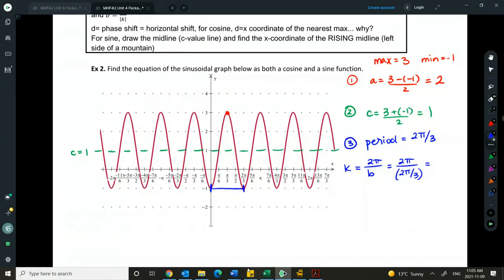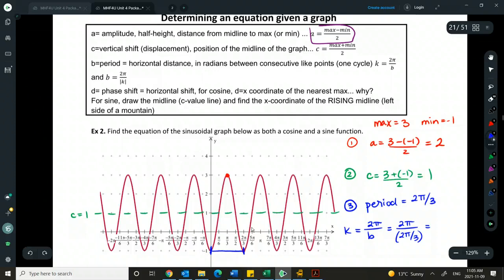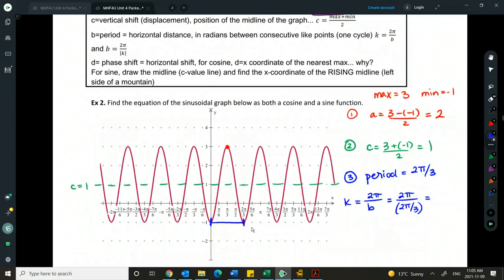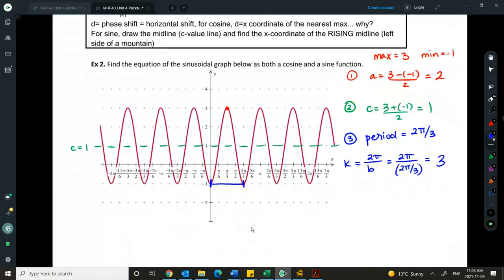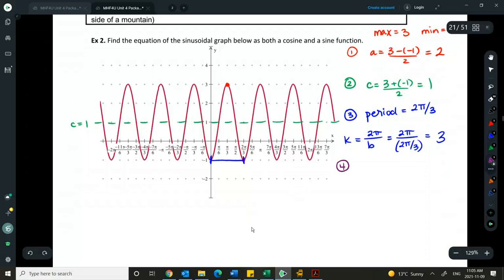So up here it says b equals 2 pi over k, but why is it k equals 2 pi over 3? Oh. This is just the rearranged version of this, right? But I want to find k so that I can plug it into the equation. When I flip and multiply, the 2 pi's will cancel. I'll just be left with 3. That's it. There's the k value. All right, we're almost there.